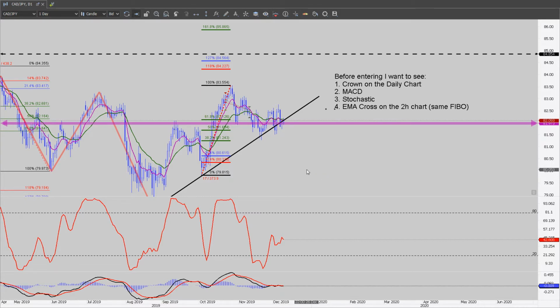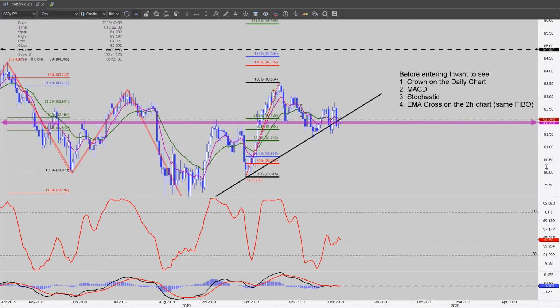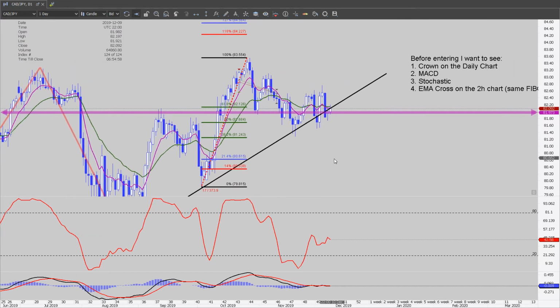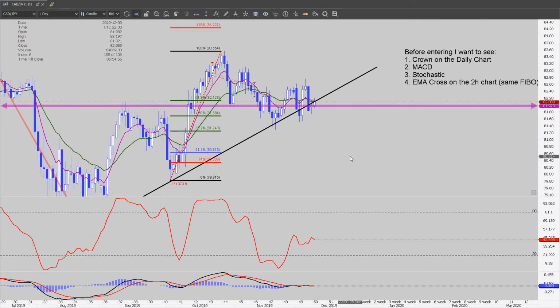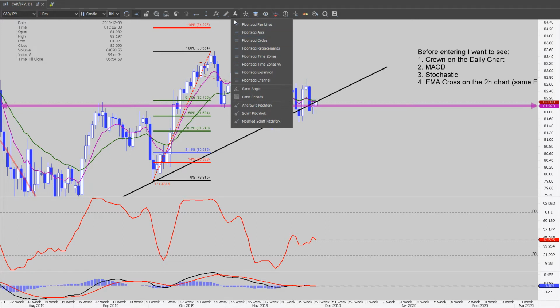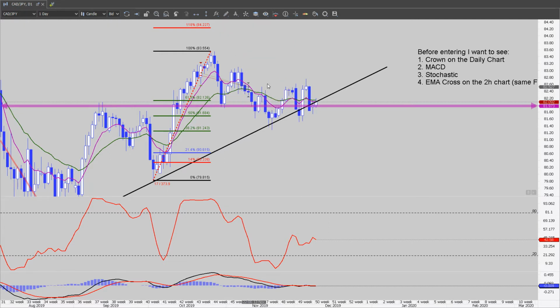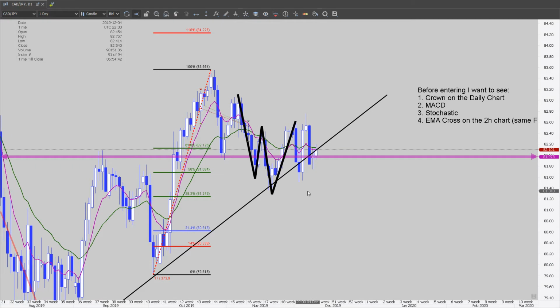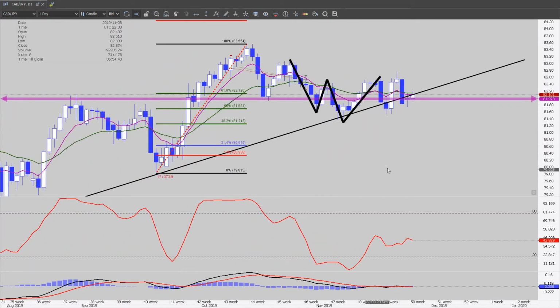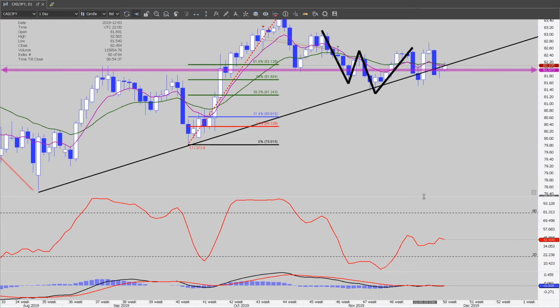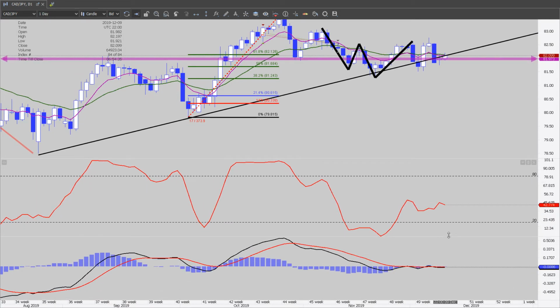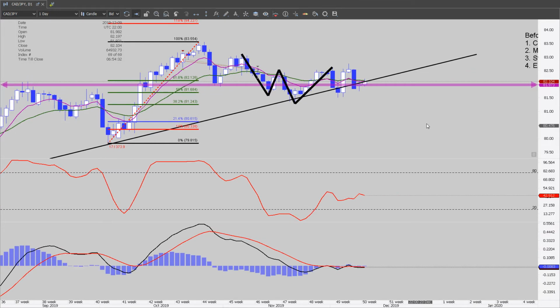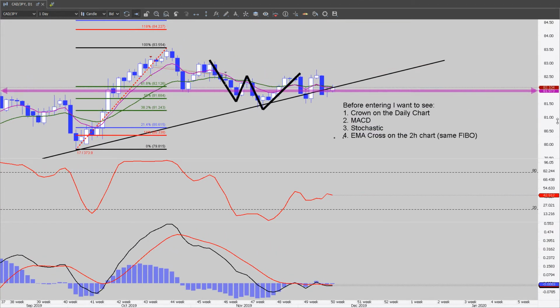So for me, where is the entry? Well, this is the daily Fibonacci, and I want to see a crown, or a crown reversal, of course, and the crown reversal happened here. One: left tip, center tip, right tip. Again, I need to see the MACD moving, and I want to see the stochastic moving.